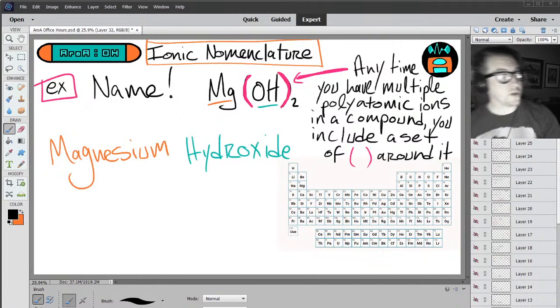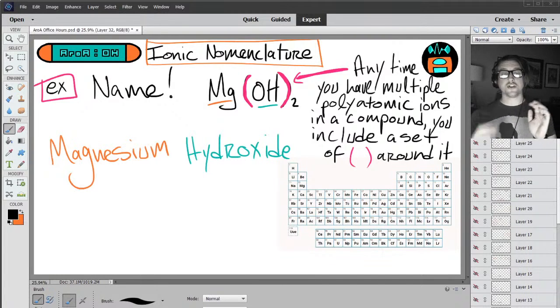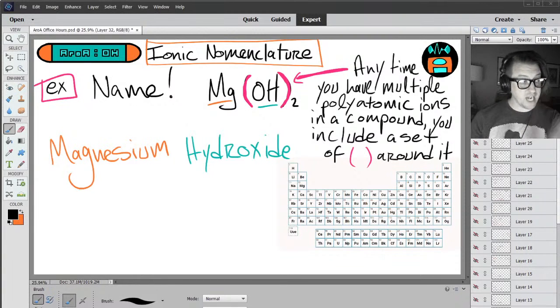So you do distribute that too when you're calculating charge. But to just show you have more than one polyatomic ion, you put a parentheses around it, and then you put the subscript of however many you need on the outside. All right. So there's some examples where you're naming.